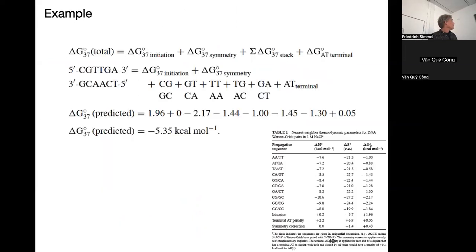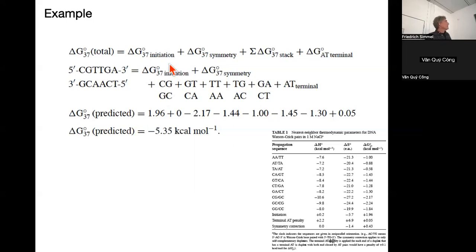So when you are given a certain sequence like this here, for example, you now decompose this sequence into these nearest neighbor parameters. And you see that these are nearest neighbors CG, GC, that's here, then GT, CA, that's here, then TT, AA, that's here. And you look up the corresponding delta H and delta S values from this table. Then you can calculate the total delta G for your helix.